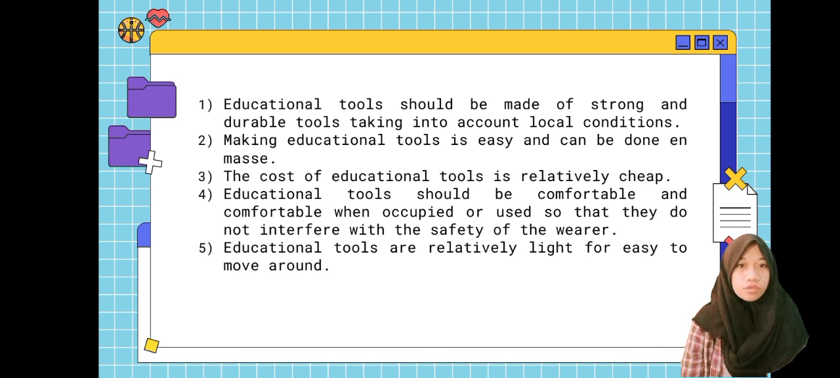Number 4. Educational tools should be comfortable when occupied or used so that they do not interfere with the safety of the wearer. The last, number 5. Educational tools are relatively light for easy to move around.